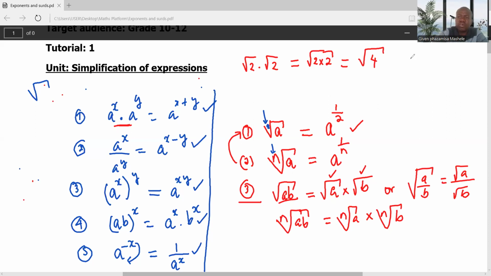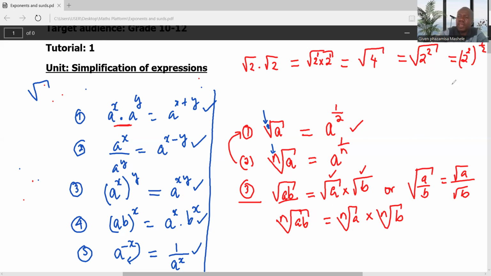And what is the square root of 4? If we don't want to use a calculator, 4 is the same as 2 to the exponent of 2, because I can even use the multiplication law: 2 to the power of 1 times 2 is 2 to the power of 2. But I know the root of any number is that number to the power of half.